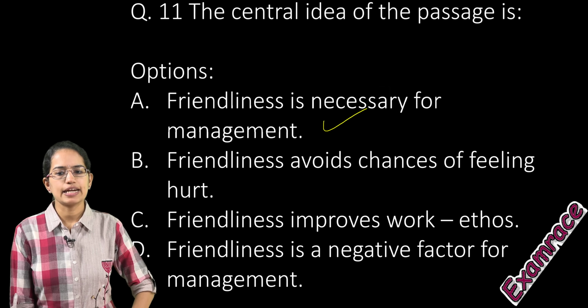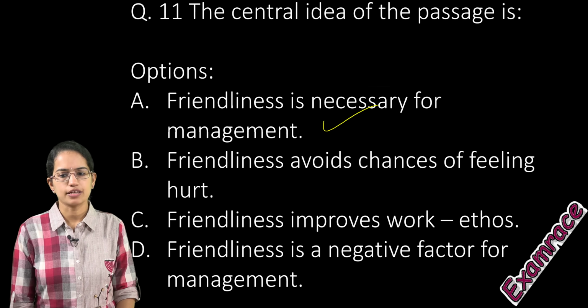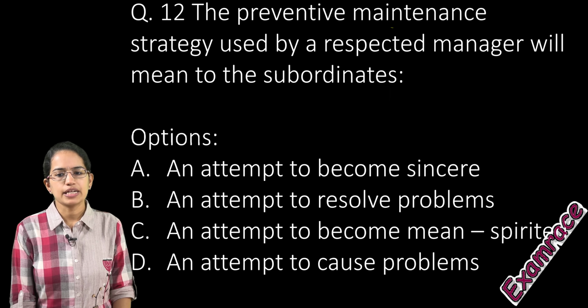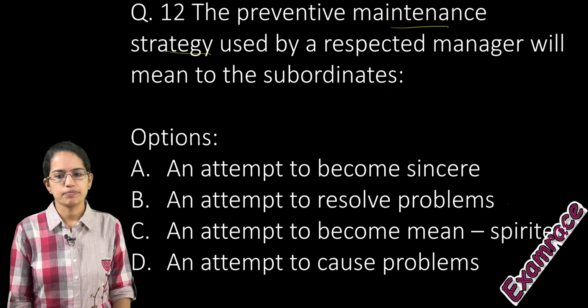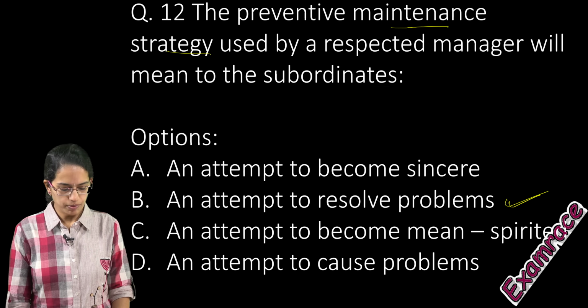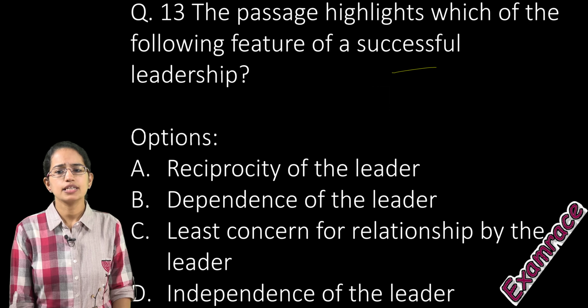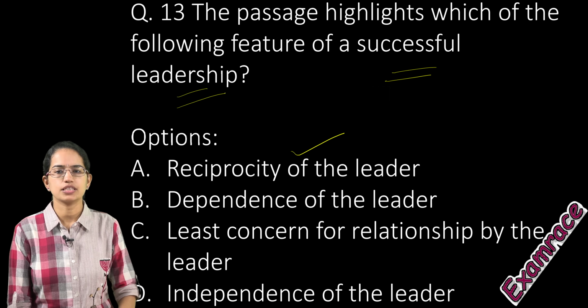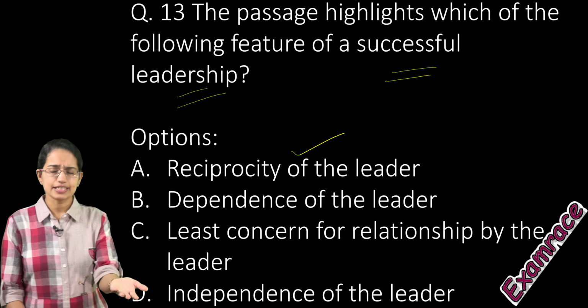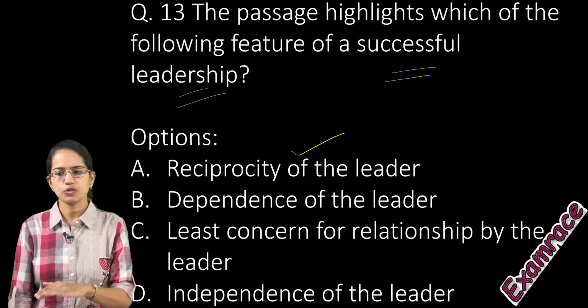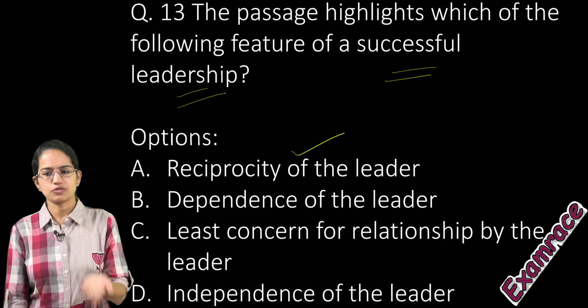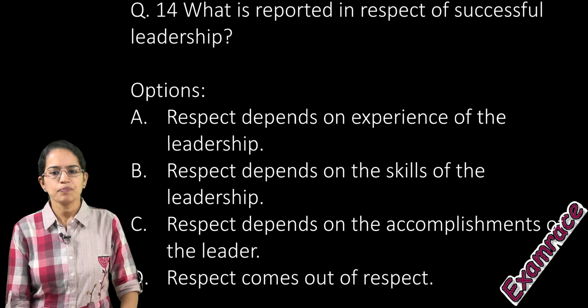So what is the central idea? Friendliness is important in management. Preventive maintenance strategy we already talked about in the passage, so we are trying to resolve the problems here. What is the highlight of a successful leadership? It's basically reciprocation. So if a manager is friendly or a leader is friendly, you would have reciprocation that could be seen with the subordinates as well.